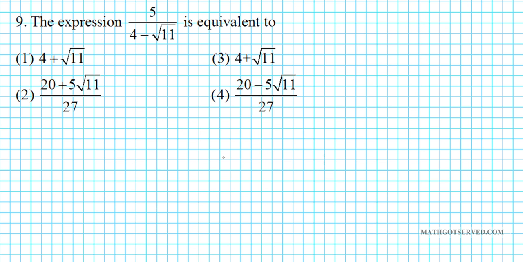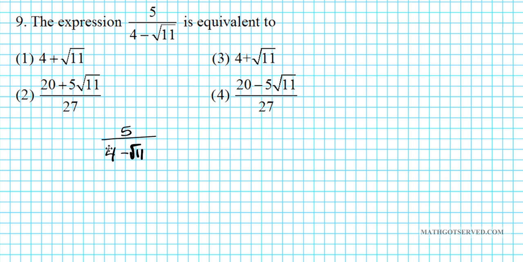All right, let's take a look at number 9. For number 9, we are to find the expression that's equivalent to 5 over 4 minus root 11. So this is a rationalization problem where we have to rationalize the denominator. So we have 5 over 4 minus root 11.